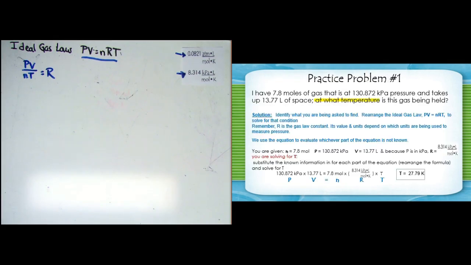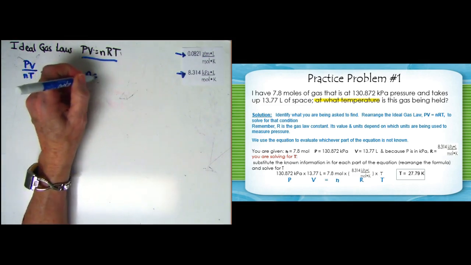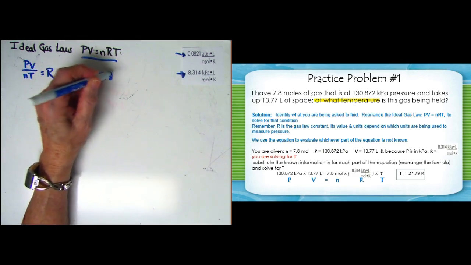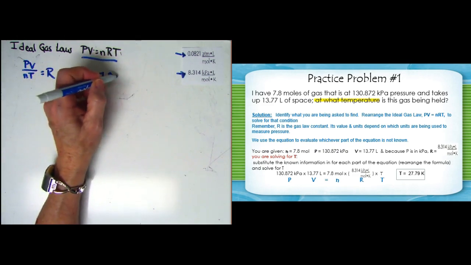All right, so let's look at practice problem number 1. It reads, I have 7.8 moles of gas. That's n, and you'll see that I've listed it down here on the page: n equals 7.8 moles. We know that it is at 130.872 kilopascals. So let me go ahead and write those up there anyway. 7.8 moles.